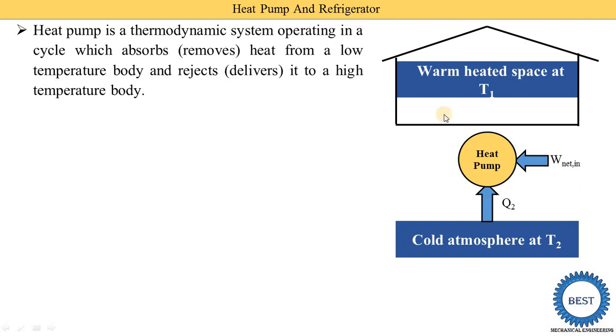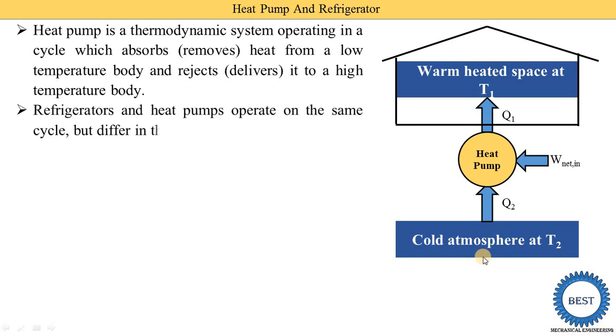Here our output is there. This heat pump rejects the heat energy to our room or space, and the quantity of the heat energy is Q1. Here we see that Q1 is equal to Q2 plus W, because two things are supplied to the heat pump: this work and Q2 quantity of heat. So Q1 is equal to Q2 plus W net. Our room is heated by using this heat pump, and the heat pump absorbs heat from the cold atmosphere, which means from the outside atmosphere.